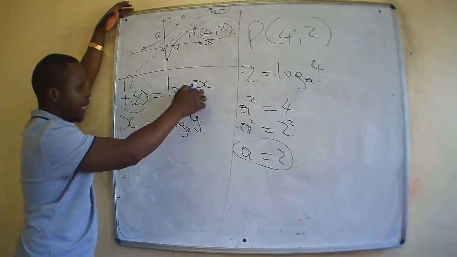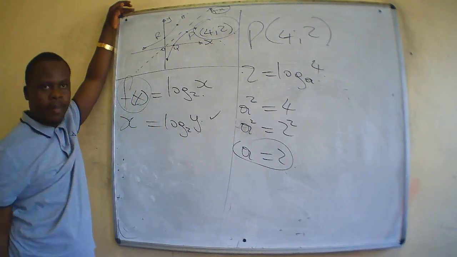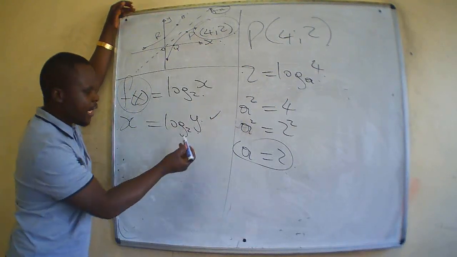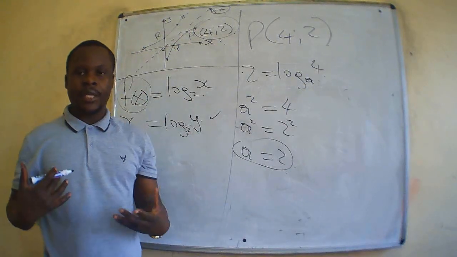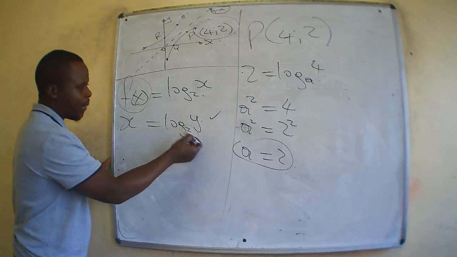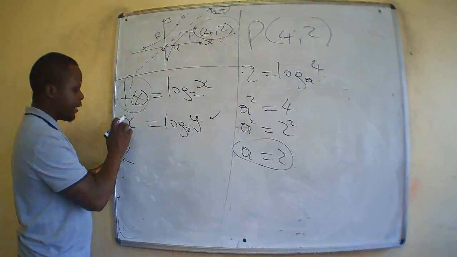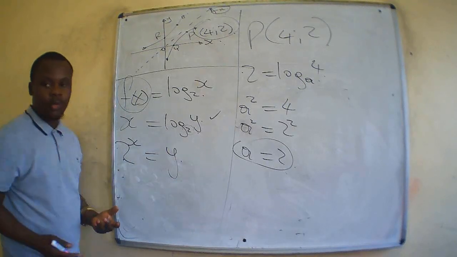Y goes there, x comes here. Exchange positions. There's a mark for doing that. The next step is to change from a logarithmic function into an exponential function, just the same process we used here. How do we do that? Take our base, which is 2, raised to this power, the exponent, which is x, and the answer is equal to y.